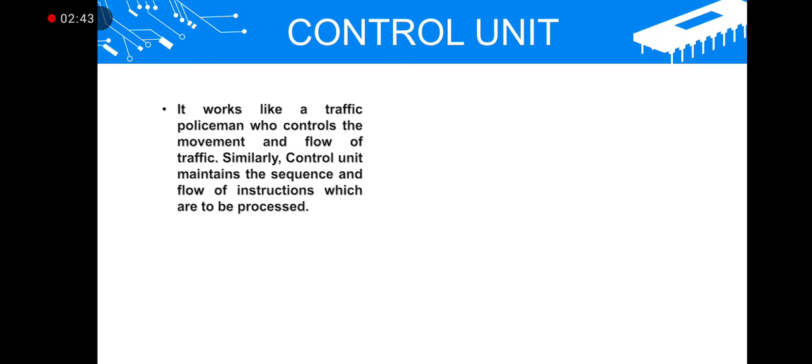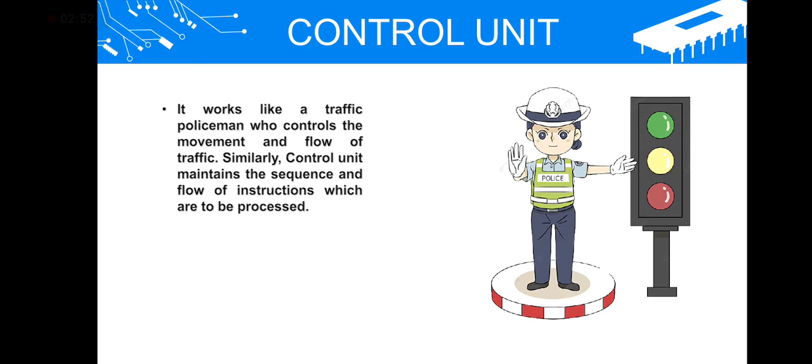Okay. It works like a traffic police who controls the movements and the flow of traffic. Similarly, control unit maintains the sequence and flow of instructions which are to be processed. You know the traffic police that are standing on the road control the traffic. They allow the traffic from one side to go and stop the traffic from the other side. You have seen it, right? Similarly, the control unit tells which part of the computer should execute the instruction and which instruction should be executed by which part, right? That means the CPU controls the flow and the movements of the computer instructions.